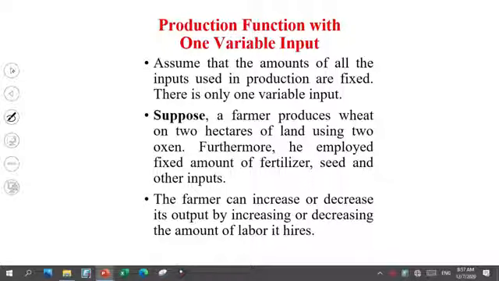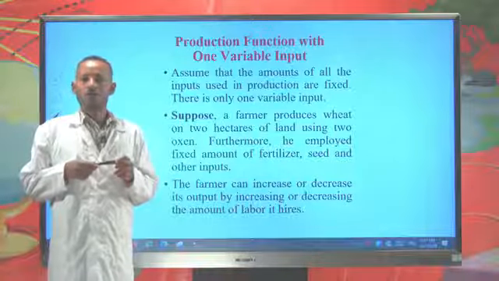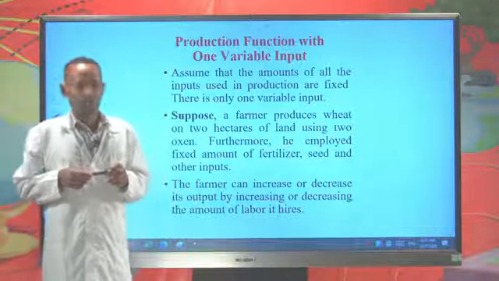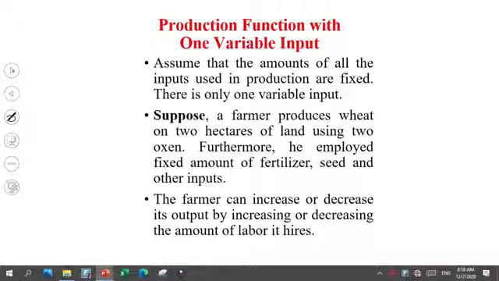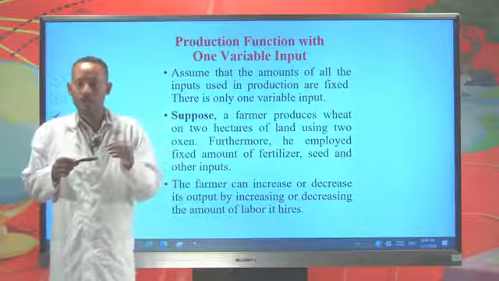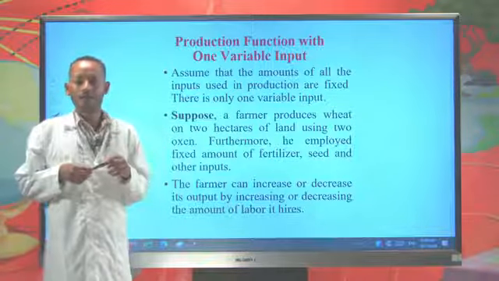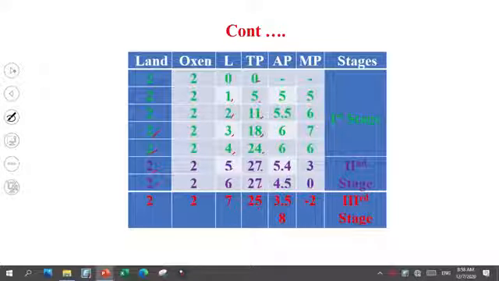Assume that the farmer employs a fixed amount of fertilizer, seeds, and the like. Again, the farmer produces wheat on 2 hectares using 2 oxen. So, from this farm model, we can see that the farmer employs only one variable input, which is labor. By increasing or decreasing the amount of labor employed, the farmer can increase his output, the amount of wheat produced.